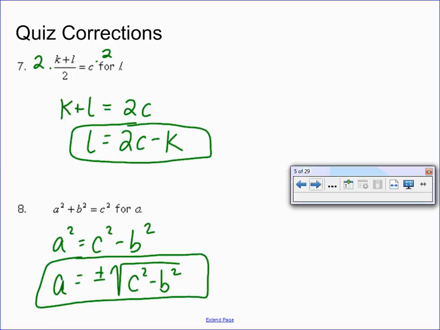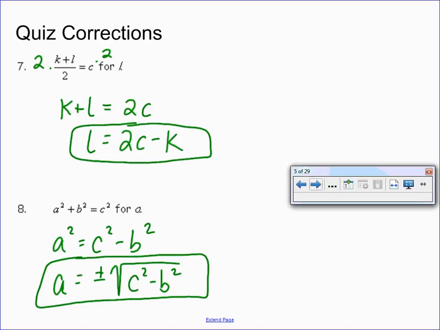Number 7, clearing the fraction by multiplying everything on both sides by 2. And then subtracting L is 2c minus k. And number 8, undoing a squaring requires the consideration of both the positive and negative square root. So there's 2 answers in number 8.